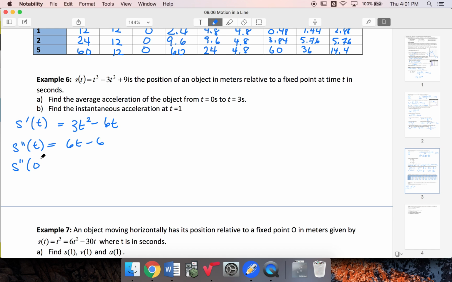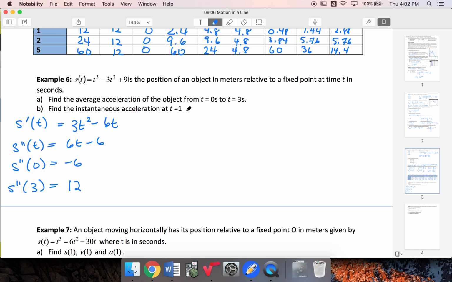So acceleration at 0 is negative 6. So this means that I'm slowing down. It doesn't necessarily mean that I am going left, if we're thinking of our fixed point as left to right. It just means that I'm slowing down. After 3 seconds, I have 12, so now I'm speeding up again.